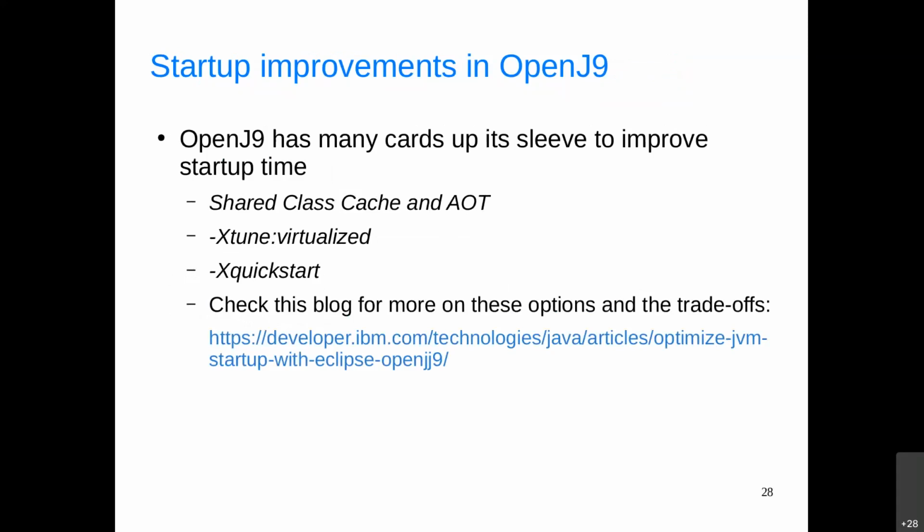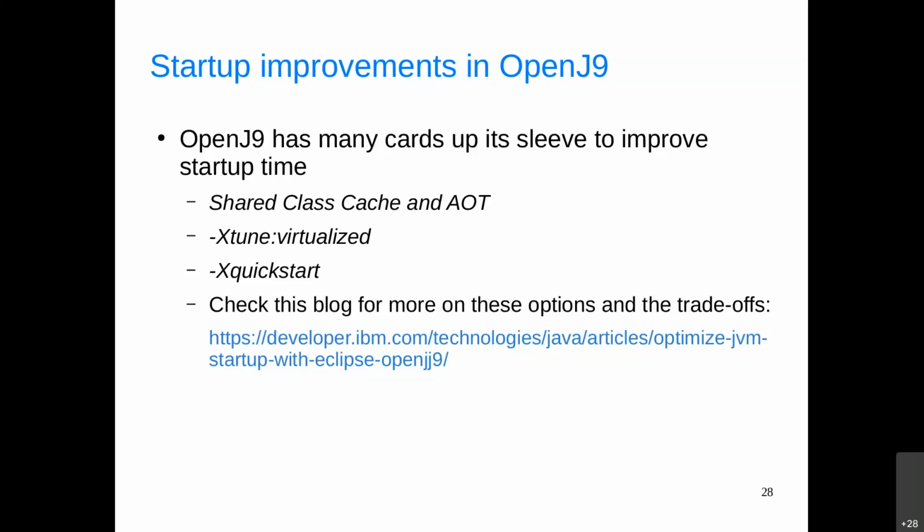So OpenJ9, over the past years, has added many options and features that attack different aspects of the startup problems that I just mentioned. For example, OpenJ9 provides something called shared class cache, which reduces the need for disk access to get the class files. It also has the ability to perform dynamic AOT, ahead-of-time compilation, and it can store the AOT compiled code in the shared class cache, which can then be used by subsequent invocations to reduce the need for JIT compilations during the startup phase.